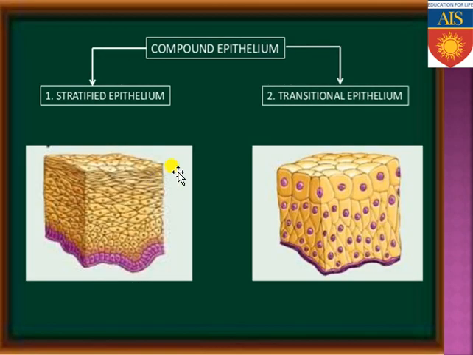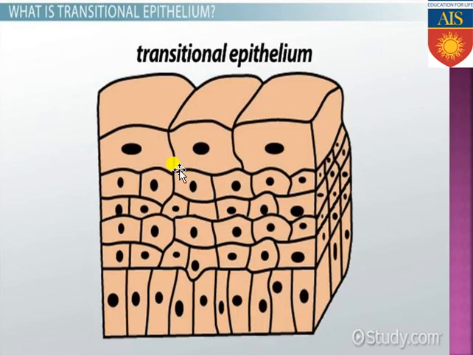We have already seen this compound epithelium is subdivided into two different categories. One is stratified epithelium, another one is transitional epithelium. That is what has been shown here. So let's see one by one whatever type of epithelium is present. First one is the transitional epithelium.